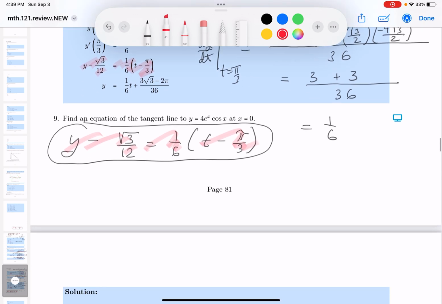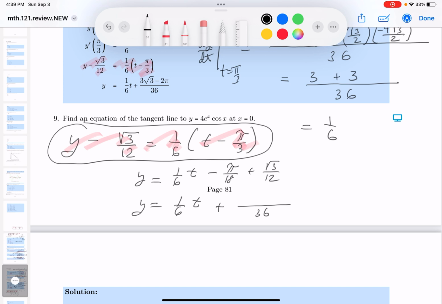I do want to go through the simplification of it, though, and I'm going to write that down. 1/6 of a t minus, this is going to be pi over 18, and then I'm going to add root 3 over 12 to both sides. And I want to write that down now for you. y equals 1/6 of a t. And let's get a common denominator here. And the common denominator is going to be, let's see, 18 and 12, it's 36. I'll put a plus on over here. What times 12 is 36? 3, so 3 root 3's. And what times 18 would be 36 too, so 2 pi.